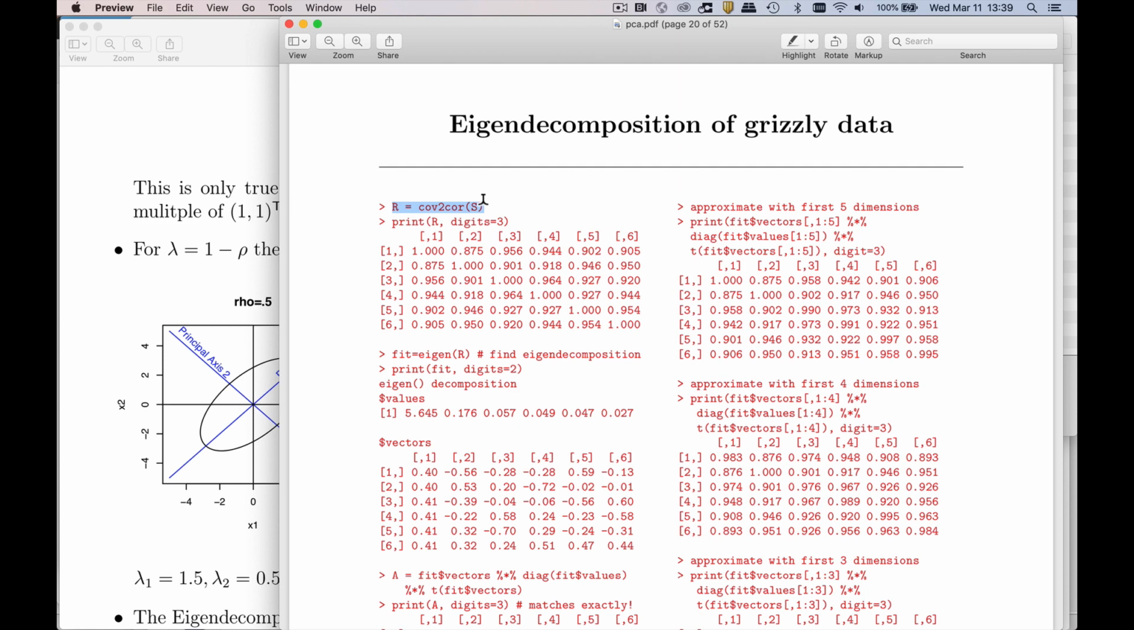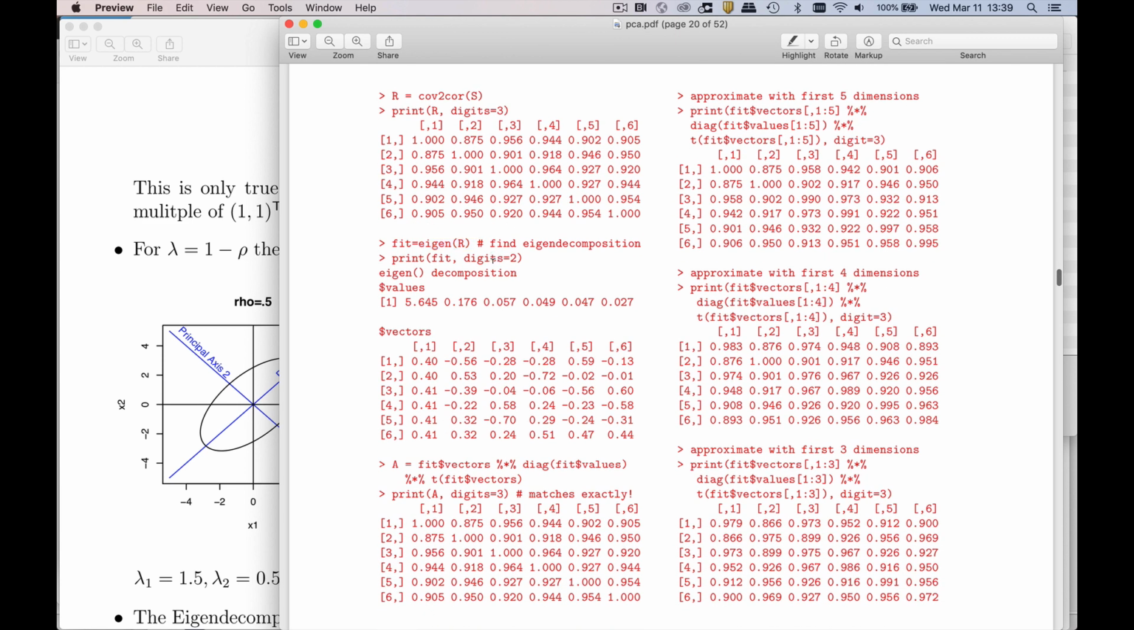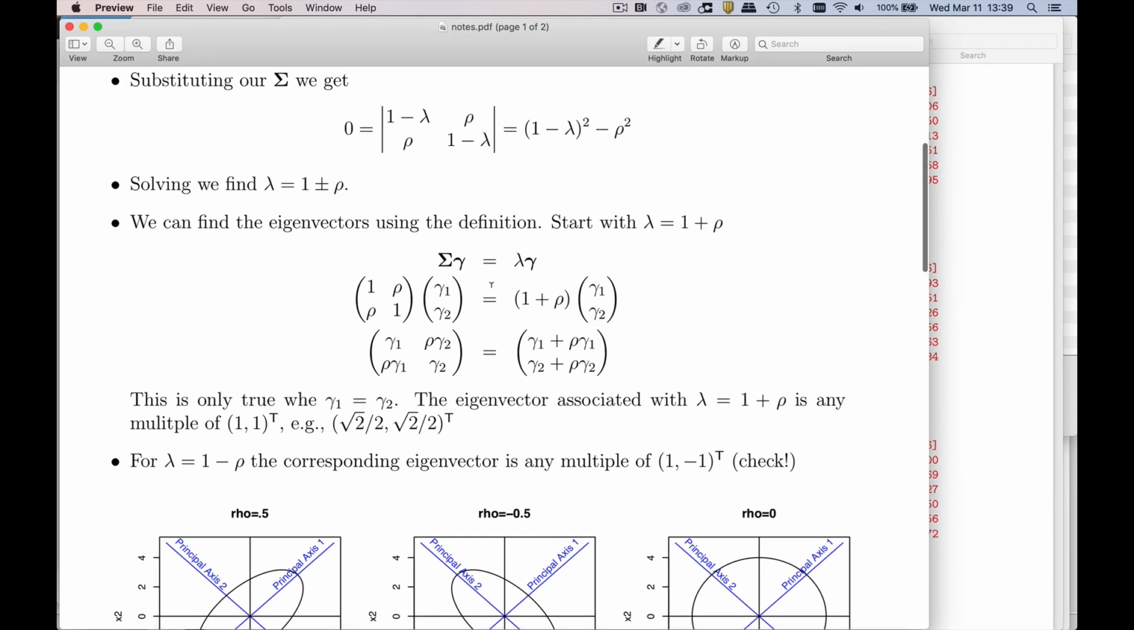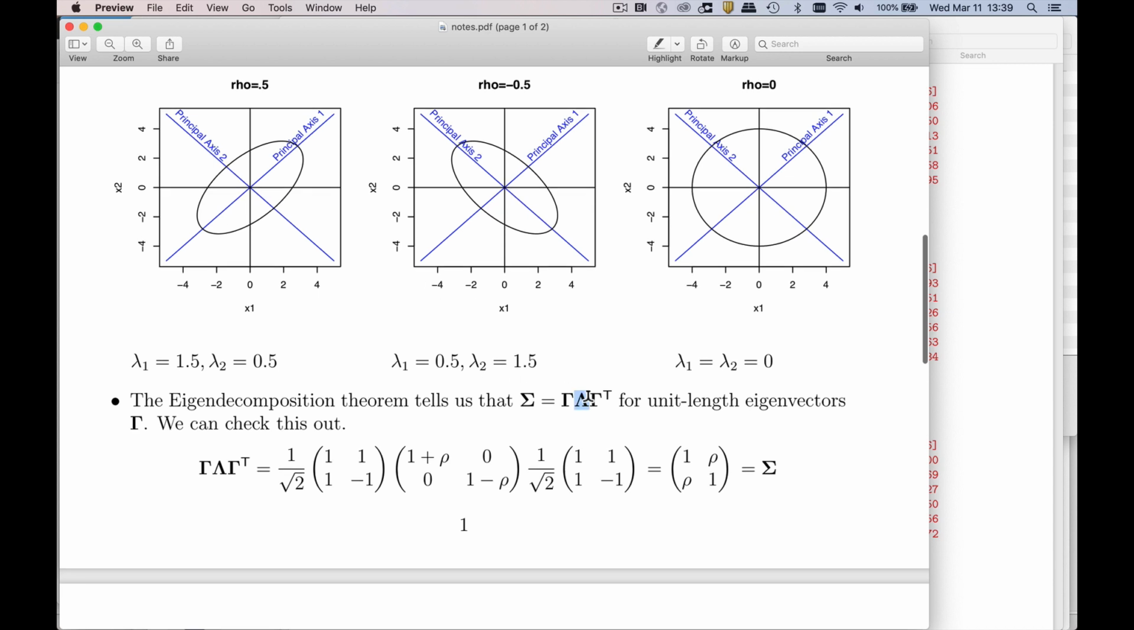We were using this back when we were talking about Gaussian mixtures. And so let's just print out the correlation matrix. Here's our correlation matrix. All right, now I'm going to find the eigen decomposition. We can do that in R with the function eigen. If you want to see what that looks like, eigen returns a list with a vector of values. So think of this as the lambda, the diagonal of that lambda matrix that we had here. Those are the lambdas right here.